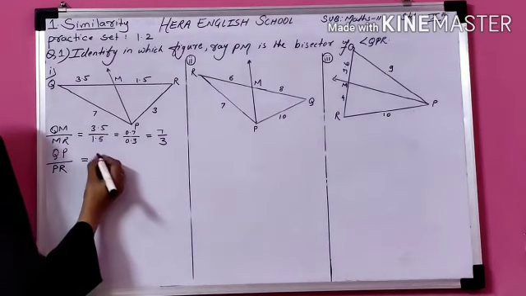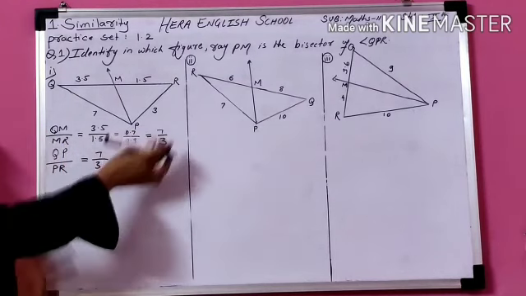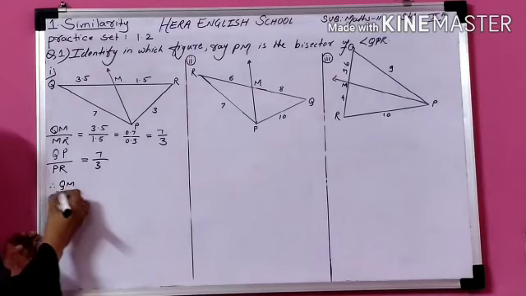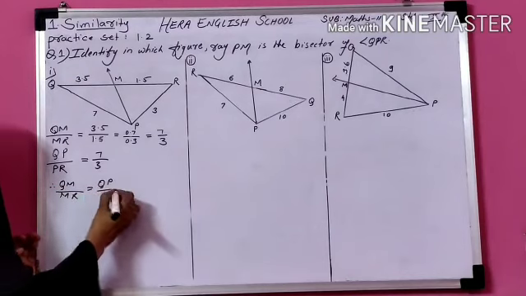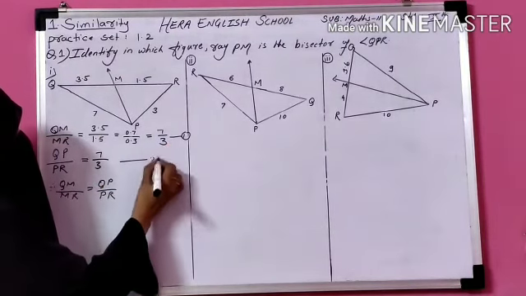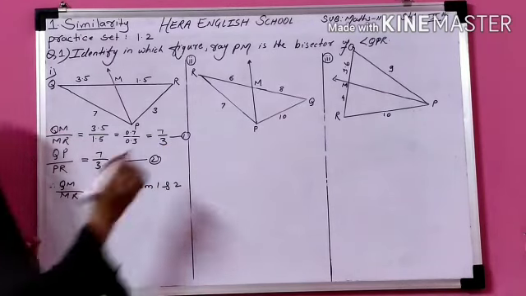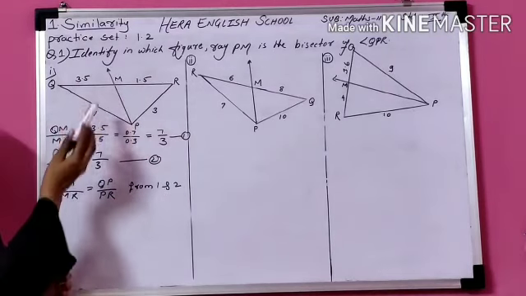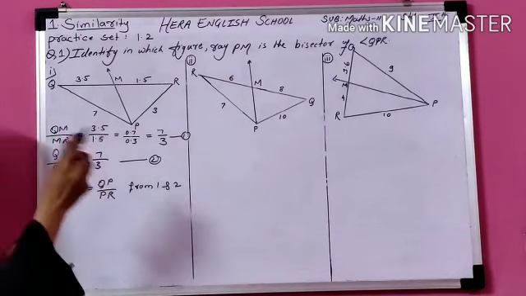Substitute the values. QP is 7, PR is 3. Now here you can observe in both ratios, QM upon MR is equal to QP upon PR. Here you can give number 1, this is number 2. So from 1 and 2, the ratio of the side opposite to the angle is equal to the ratio of the remaining side. So these two ratios are equal.